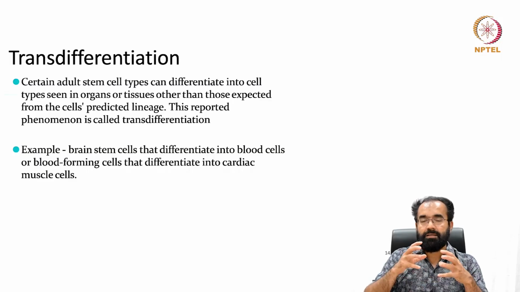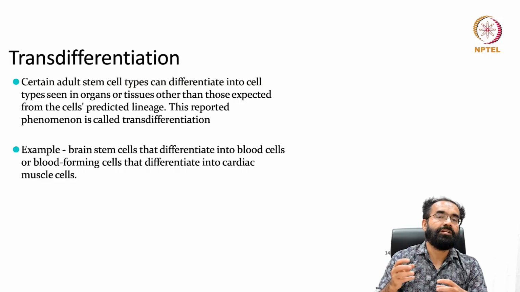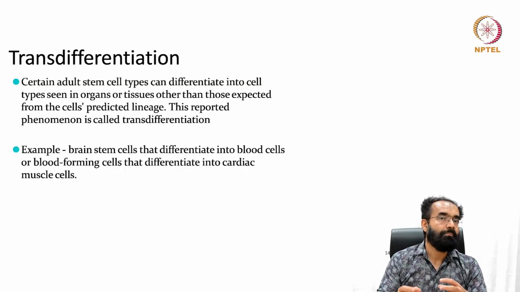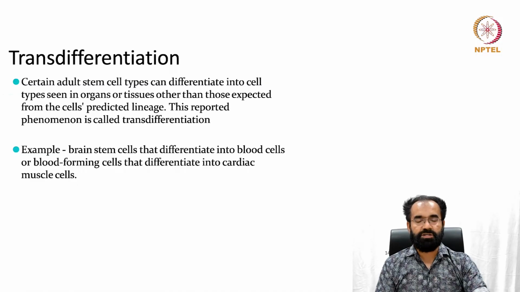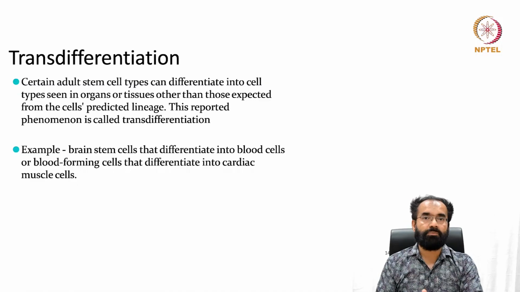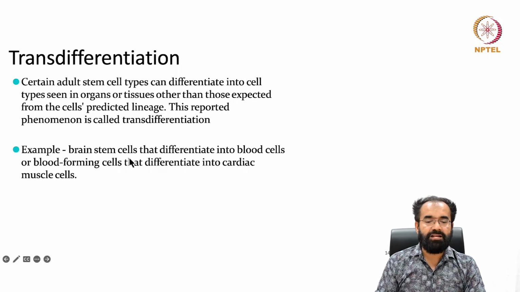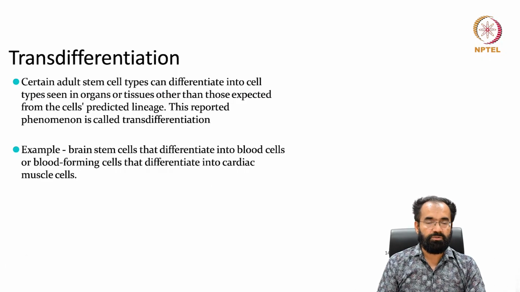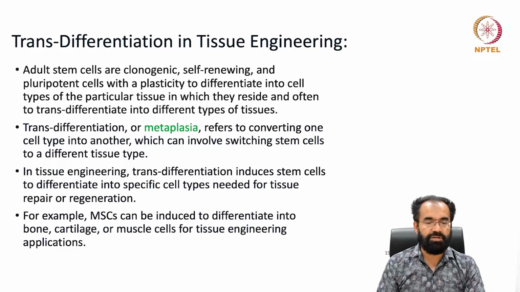Now, the bone marrow stem cell, can you make it make a neuron? Can you make it make a liver cell? Can you make it make a muscle cell? So this is trans-differentiation. Actually, they won't make that on their own, but you can coax them to make it. For example, brain stem cells that differentiate into blood cells, or blood forming cells that differentiate into cardiac muscle cells. Many such examples can be thought of. So this is the whole concept of trans-differentiation.